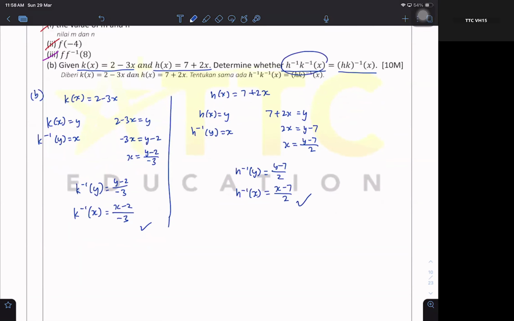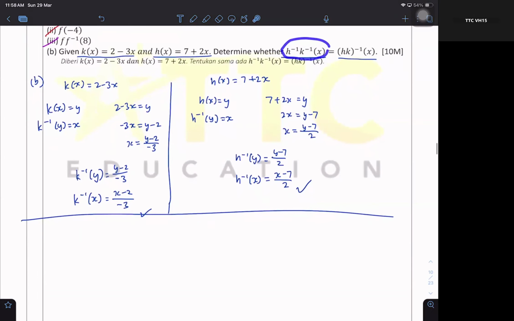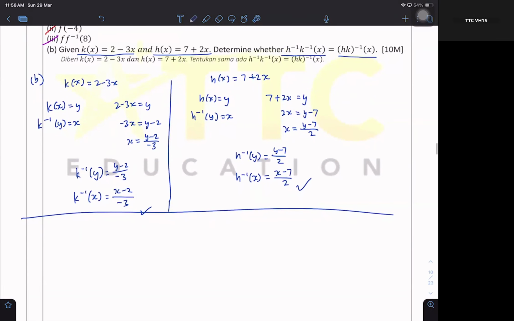We can do this already. Is this the same as this? You need to find out one by one. Let's find out this one first. Let's find out what is H inverse K inverse.